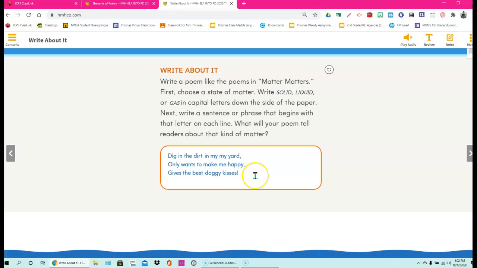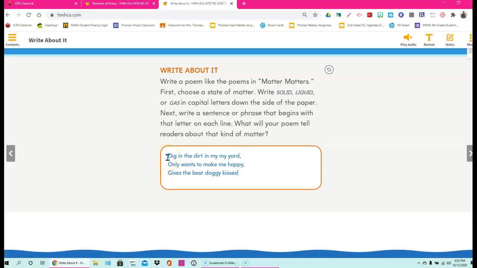So looking at this, does this tell me about dogs? Dig in the dirt in my yard. Only wants to make me happy. Gives the best doggy kisses. So all of these things have to do with the topic, and my topic is about dogs. And so I have 2 dogs. So really, I'm writing about either one of those.